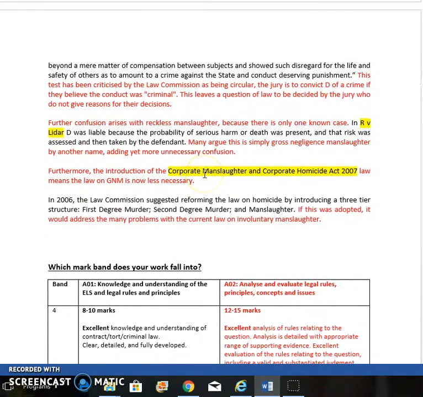Next issue is about reckless manslaughter. Some people are arguing about whether it exists at all. There's only one known case on it, which is Lidar. And in Lidar, he was liable because the probability of serious harm or death was present, and that risk was assessed and taken by the defendant. Many argue that this is just gross negligence manslaughter by another name, and the fact that we've got this reckless manslaughter floating about adds more unnecessary confusion to involuntary manslaughter. Why not just get rid of this and just call that gross negligence manslaughter?